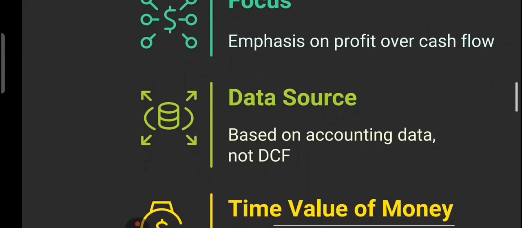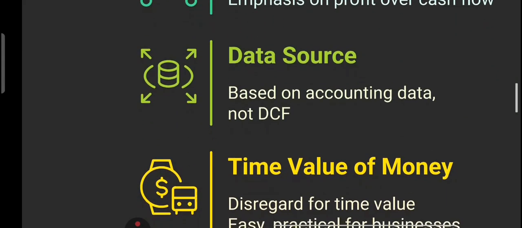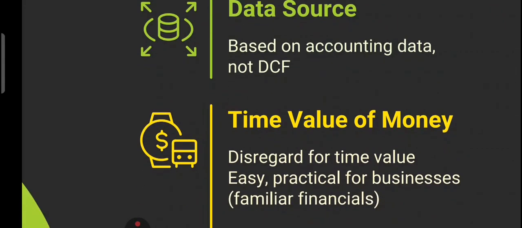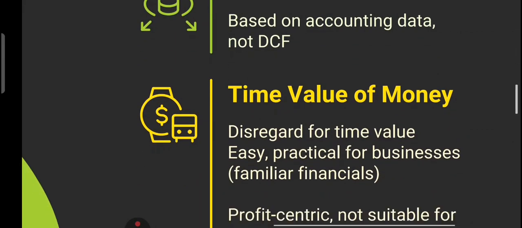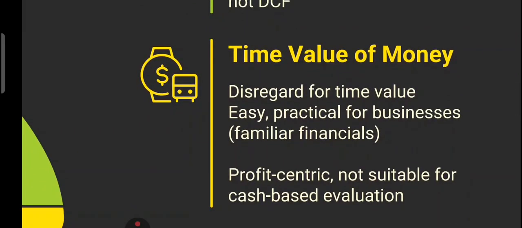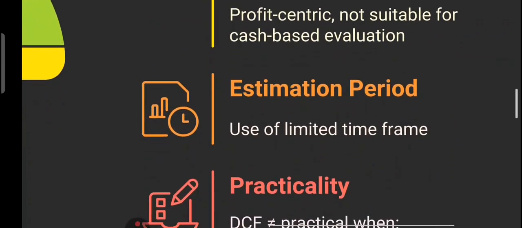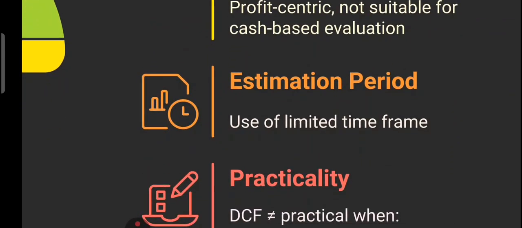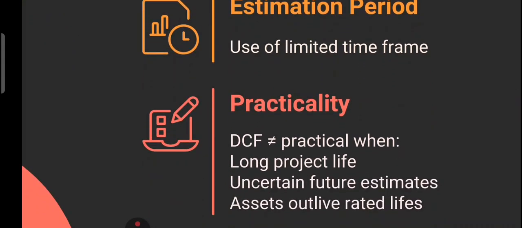Now if you look at the data source, so from where we get the data, it relies on data from your accounting book, not discounted cash flow. And what about the time value of money? Yes, that is where ARR falls short. This is a disadvantage of ARR because it ignores the time value of money. Obviously a rupee today is treated the same as a rupee 5 years from now, and this is one of the limitations of ARR, right? If we talk about the estimation period, ARR works within a limited time frame which may not capture the full project picture.